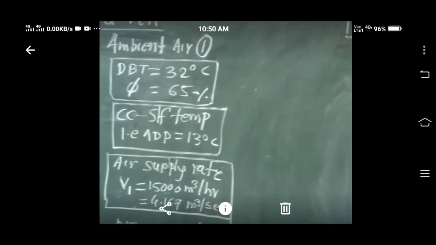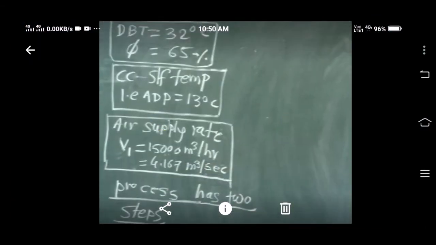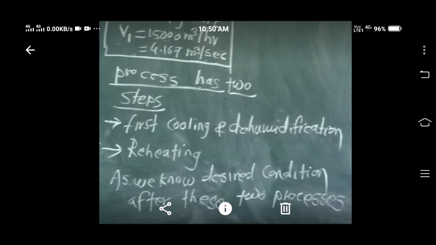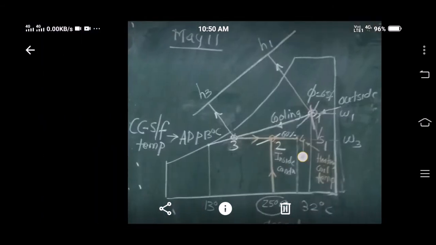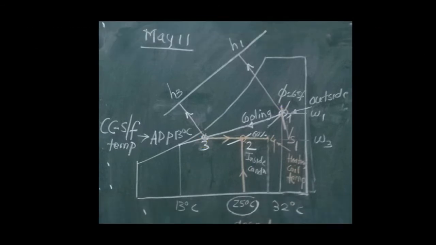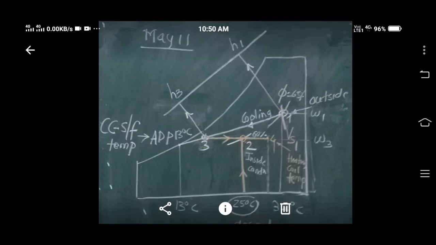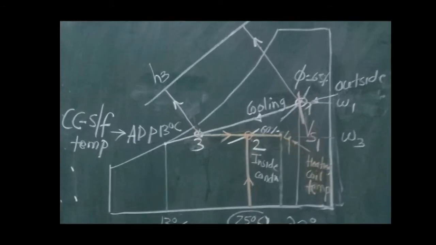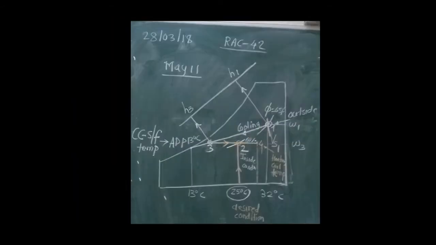Okay, then here we are given supply rate in meter cube per hour, convert that into meter cube per second. This problem has two steps, first cooling and humidification and then reheating. So here 1 to 3, currently we don't know where is 3, but 1 to 3 is a cooling process, and then 3 to 2 is again heating process, and 4 is the coil temperature. Here comes the concept of bypass factor 2, 4.